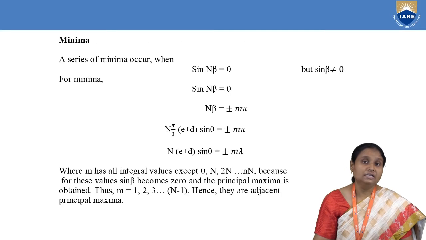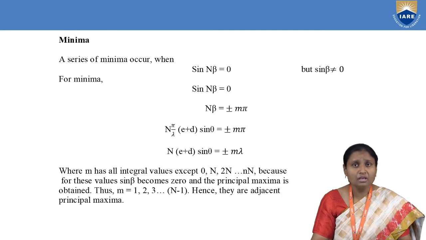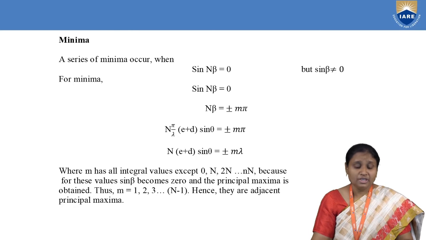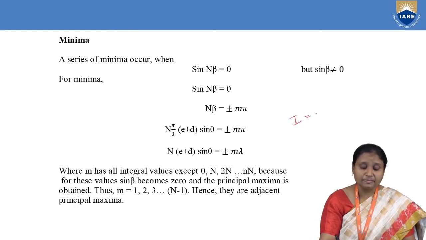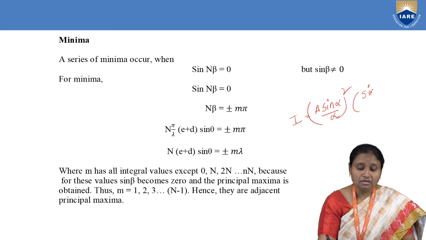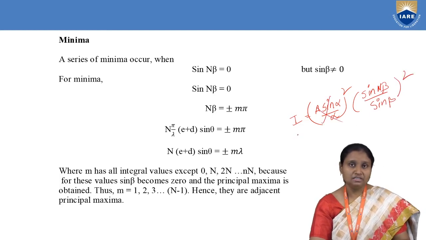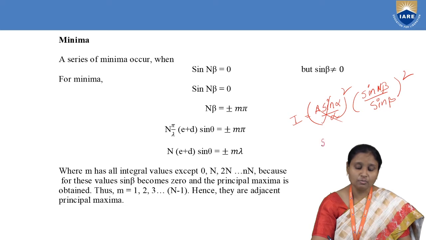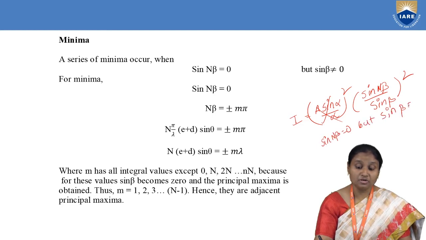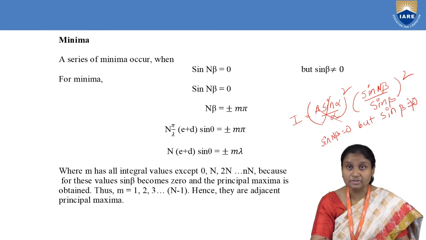Now we have to get the condition for minima. When will we get minima? Here again we come back to our intensity expression: A (sin α / α) whole square into (sin nβ / sin β) whole square. As I told you, we are not considering the first term. Intensity will become 0 when sin nβ is equal to 0, but at the same time sin β should not be equal to 0, because we got sin β to be 0 for principal maxima.